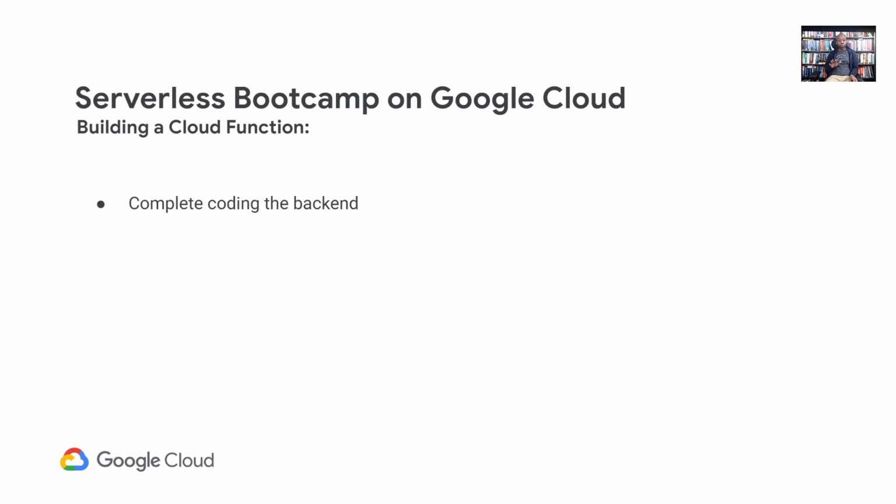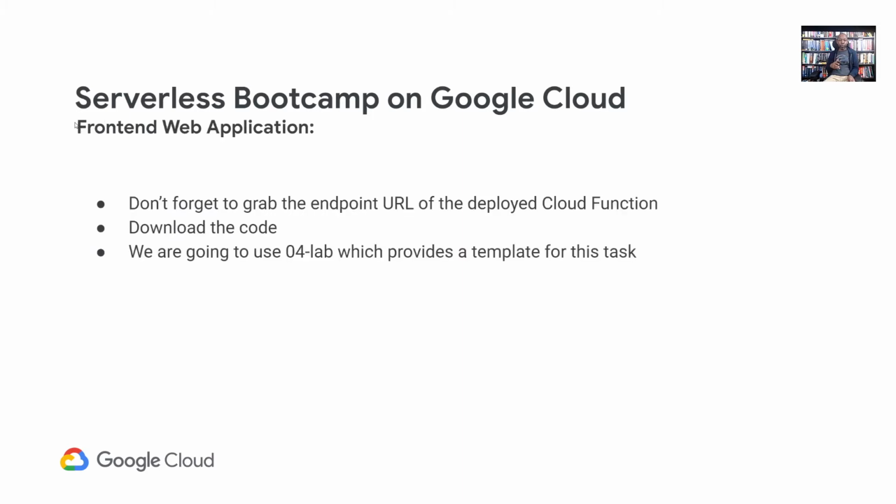Okay, to recap, what we've done for the back-end code, we've downloaded the template, we've taken that back-end code from version control, we've deployed the cloud function, and we've tested the cloud function, and we've taken that URL endpoint to use in our web application.